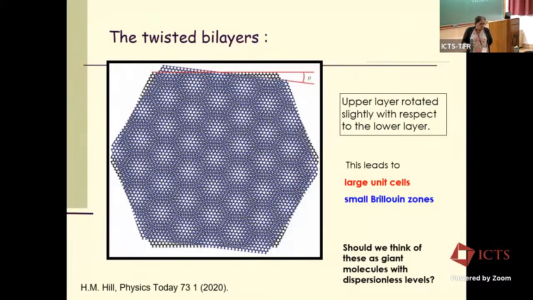Okay, so these are van der Waals materials, and that's why this whole field has become popular, because you can easily peel off layers. So the question is, why would the physics suddenly change when you construct heterostructures? Because after all, the interaction between the layers should be very weak. One of the ideas that has been suggested is that when you have these small twist angles, you have these large unit cells, and they have very small Brillouin zones associated with them. So should we think of these systems as giant molecules with dispersionless levels, where we are doping into them and seeing all the strong correlation physics in these materials?